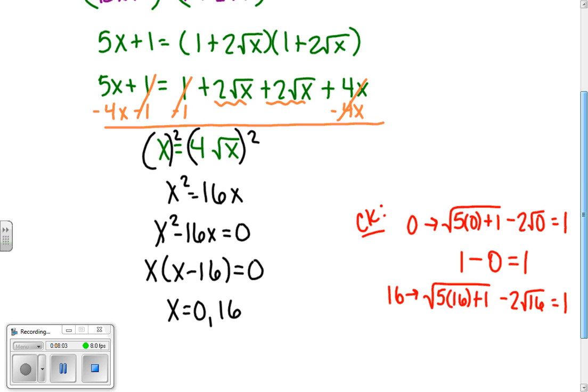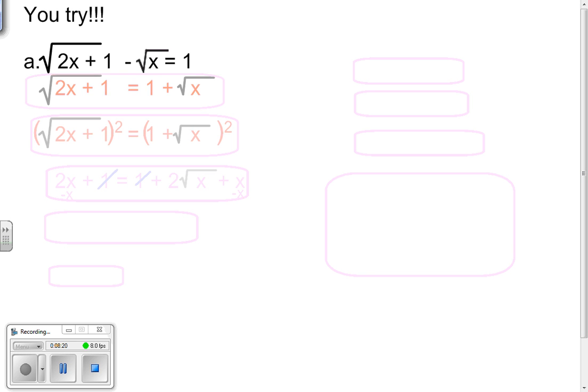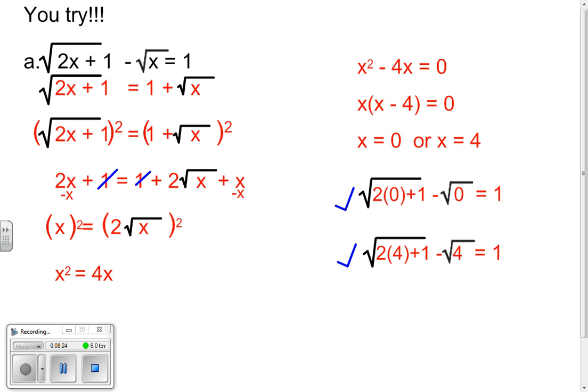Five times 16 is 80, plus 1 is 81, and the square root of that is 9. The square root of 16 is 4, times 2 is 8, and 9 minus 8 does equal 1, so they both check. Just in case you didn't see it, that continues over there.